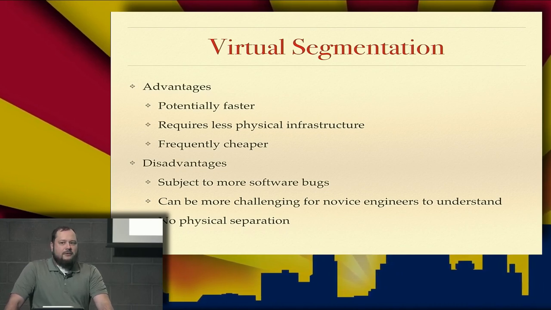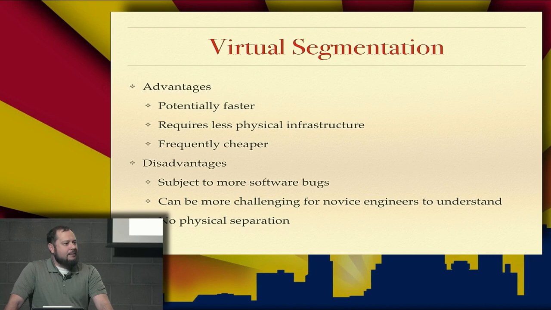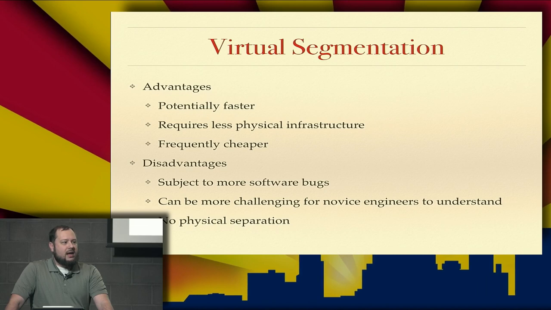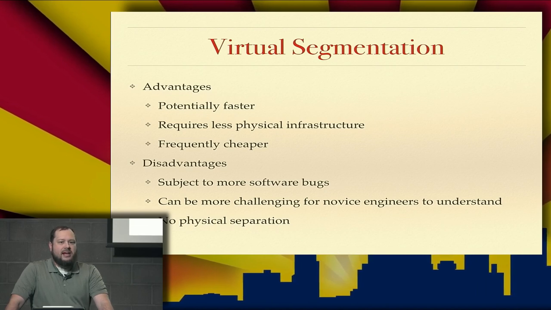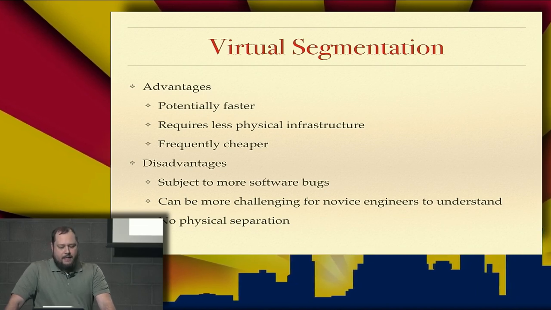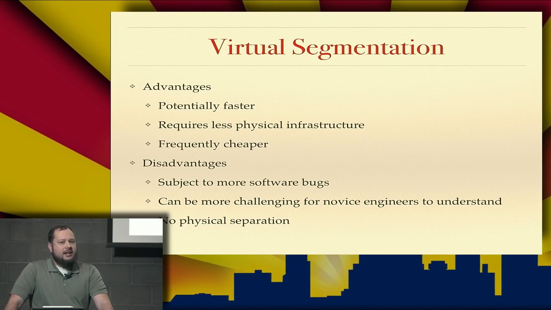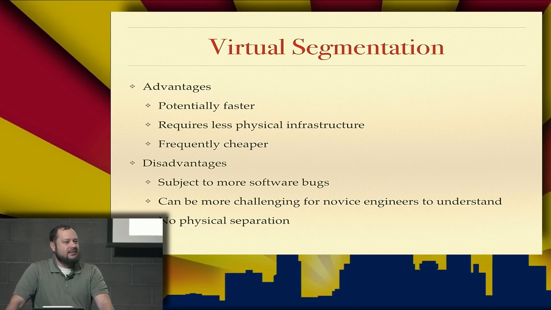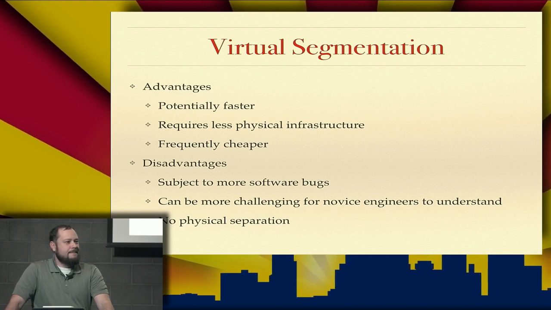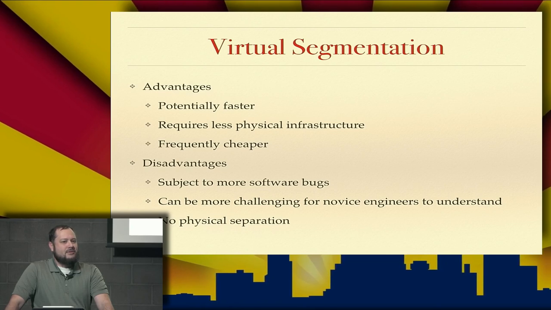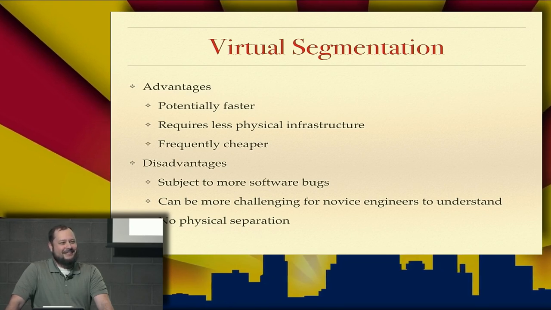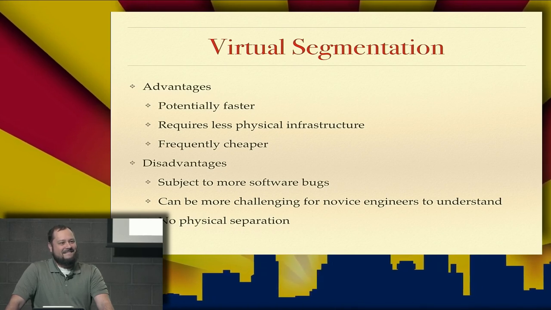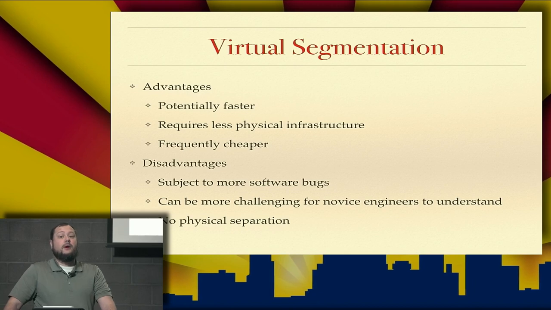If you're running some of the virtual switching or your switch actually happens to have a bug in the way it handles the VLAN separation, your attacker may be able to hop VLANs unintentionally. It can be more challenging for your novice engineers to understand. Who here understands how VLAN tagging and untagging works? Somebody care to explain that to us? In easy terms? How does it practically work?